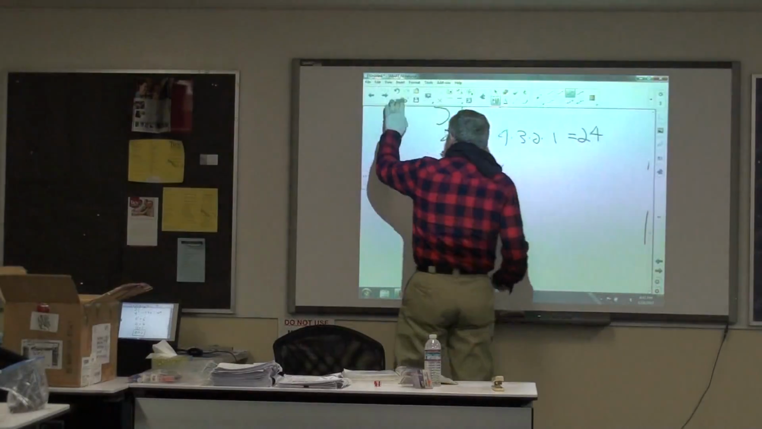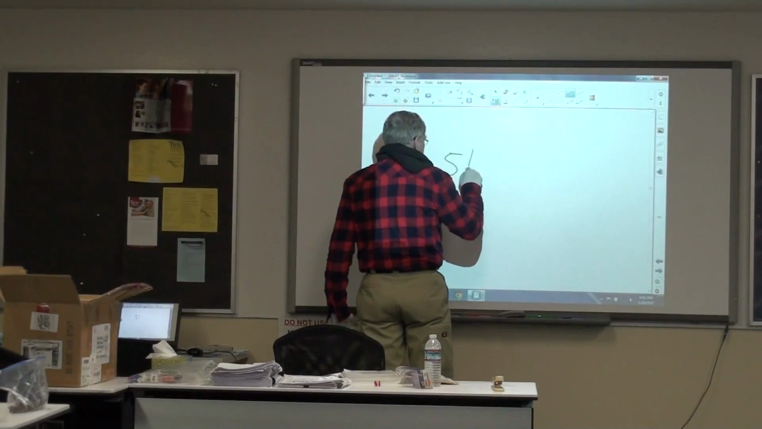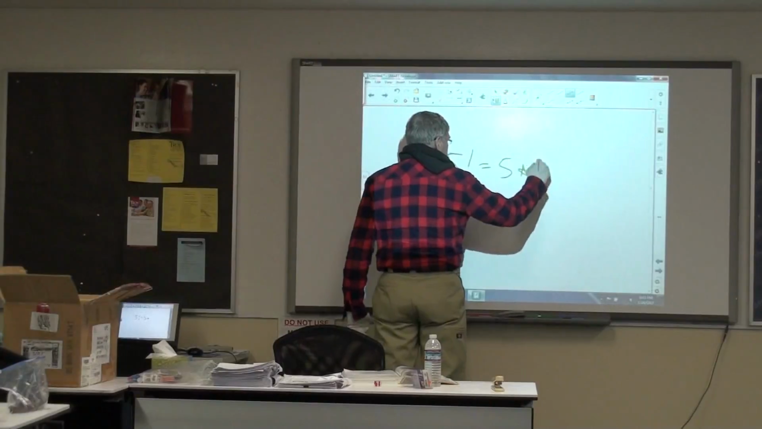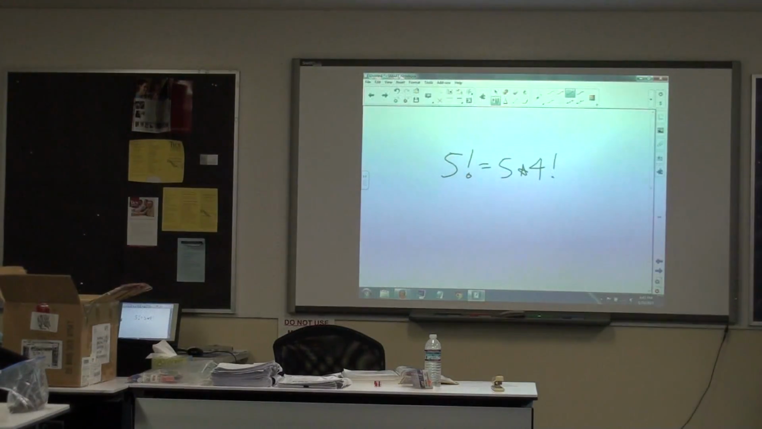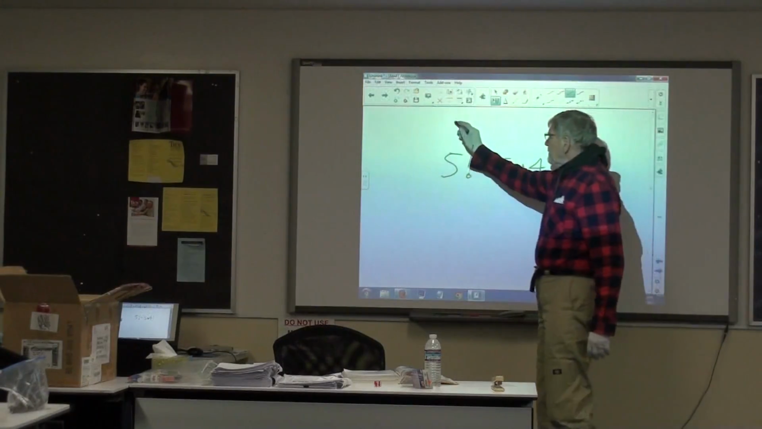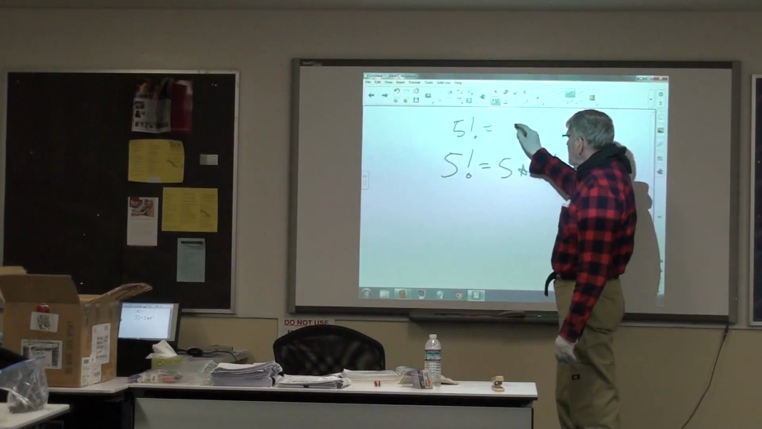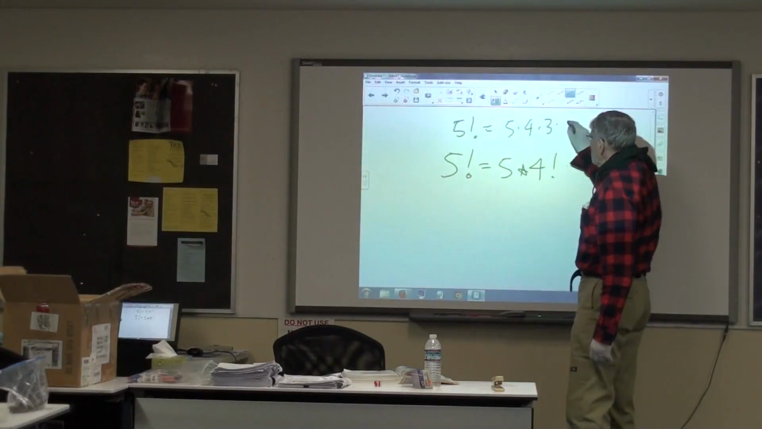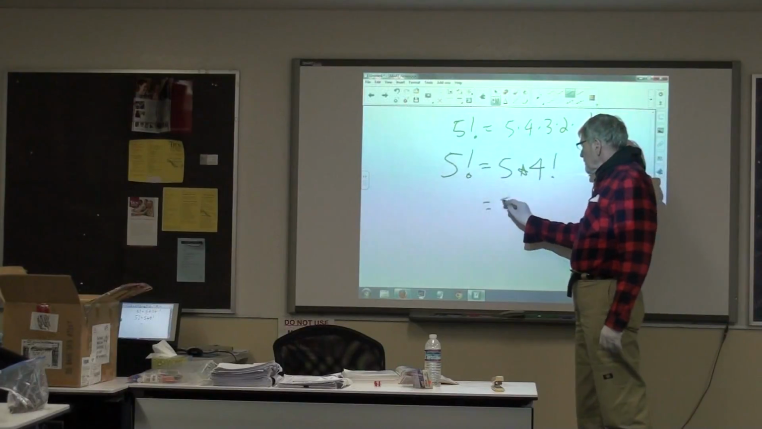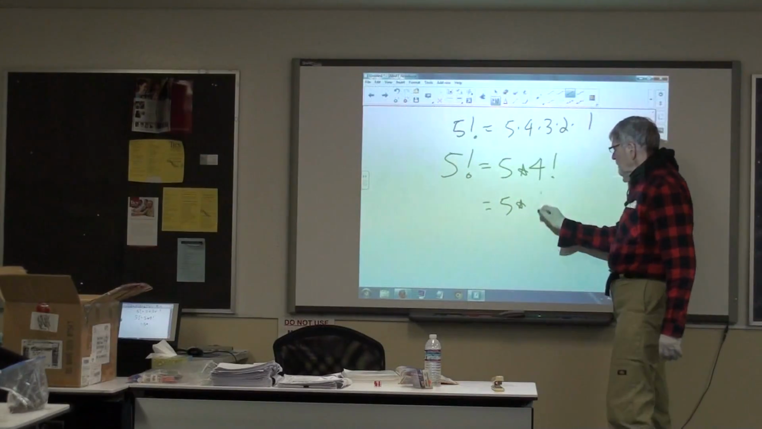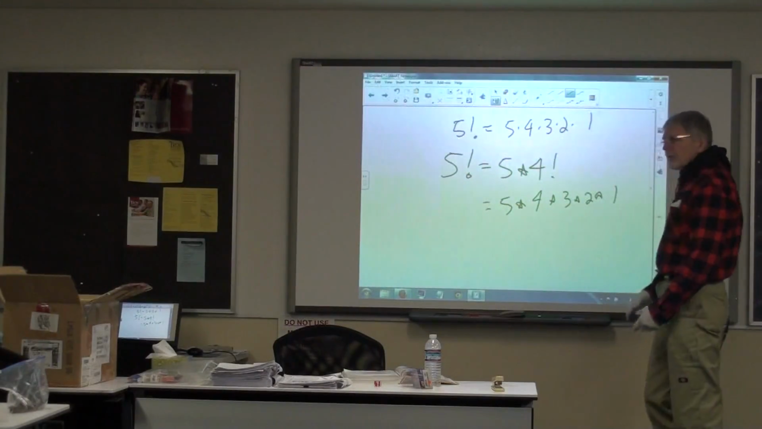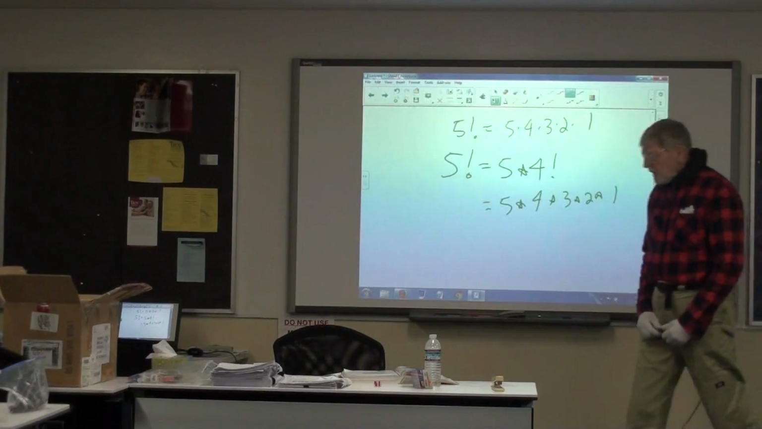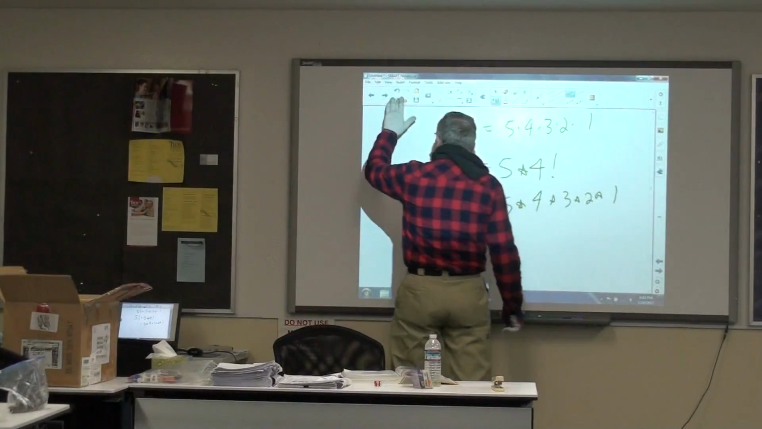So now please tell me, is this true? 5 factorial equals 5 times 4 factorial. Just look at it on the board. Well, 5 factorial is equal to 5 times 4 times 3 times 2 times 1. Now this is equal to 5. Now what's 4 factorial? So they are equal to the same, are they not? Yeah.